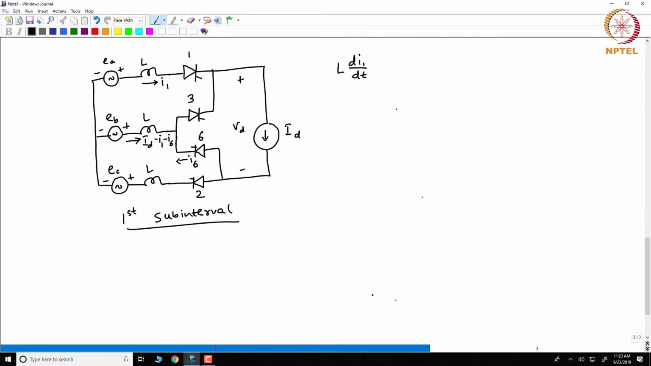So if I apply Kirchhoff's voltage law, minus L d/dt of (Id minus I1 minus I6) is equal to EA minus EB. So I have to just simplify this and get the equation. That's all. I need not solve.